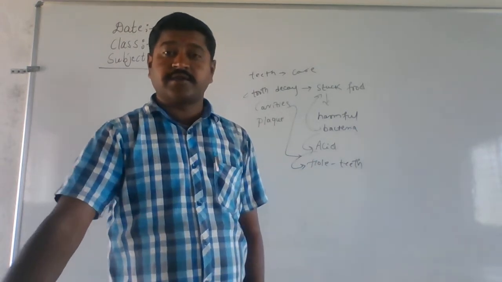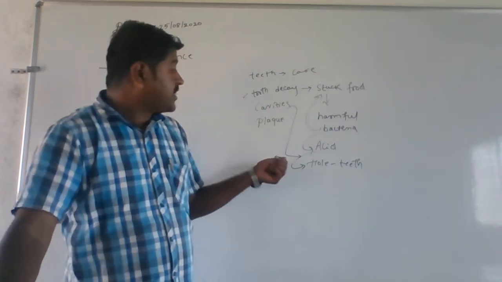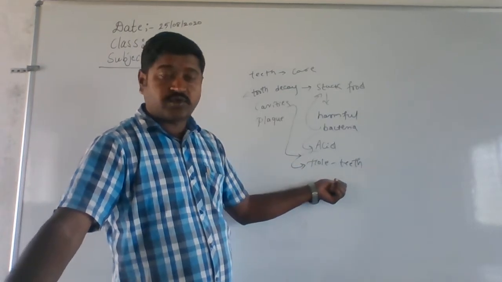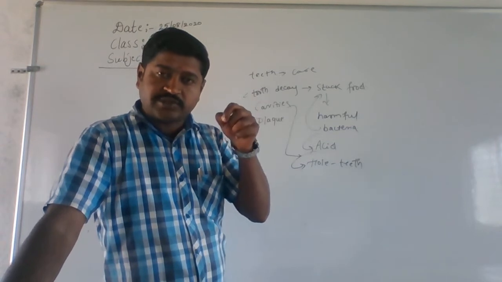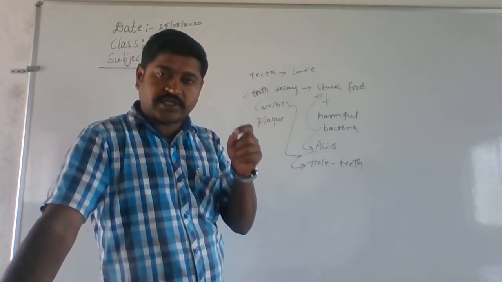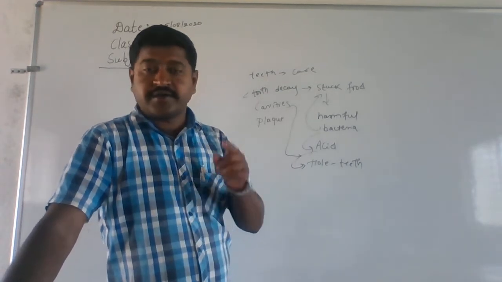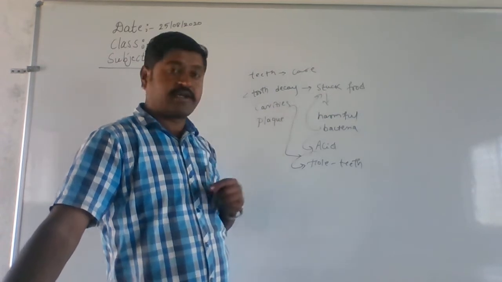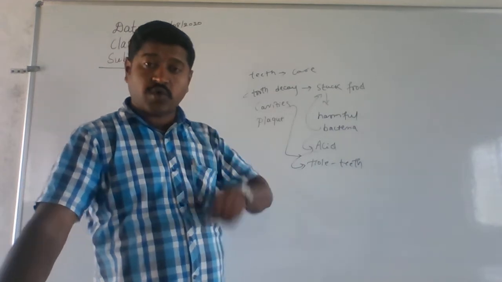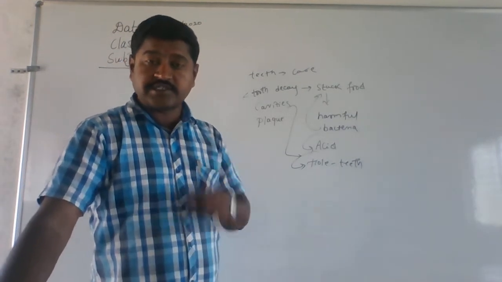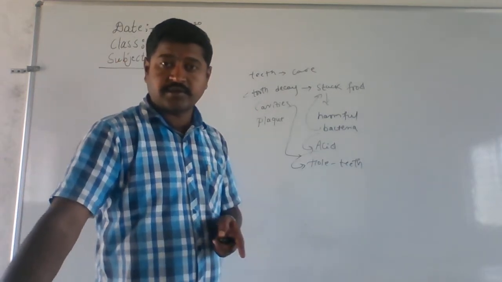All right, the acid is going to cause holes in the teeth. As the acid is causing holes in the teeth, we call it cavities. Cavities means the acid which is causing holes in the teeth results in cavities, and this is called tooth decay. So what is tooth decay? The acid which is causing holes in the teeth, which results in cavities, is said to be tooth decay. All right, okay.